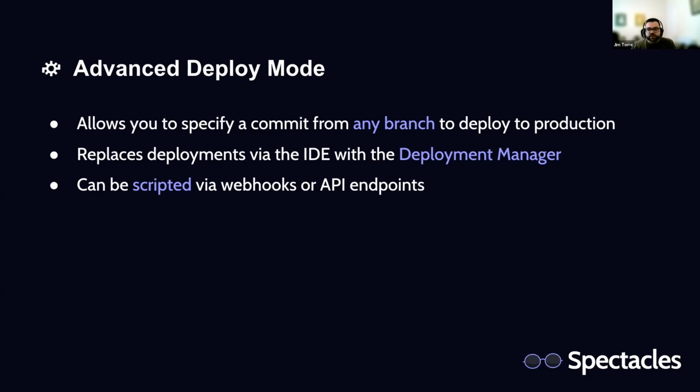This is going to replace the deploy button in the development IDE with a new tool called the Deployment Manager, where you could browse all the commits in your repository, select and deploy a commit and see which commit is currently deployed in production. The deployment manager also has webhooks and API endpoints that allow automation using your CI/CD tool of choice. So you can automate all those deployments via scripts.